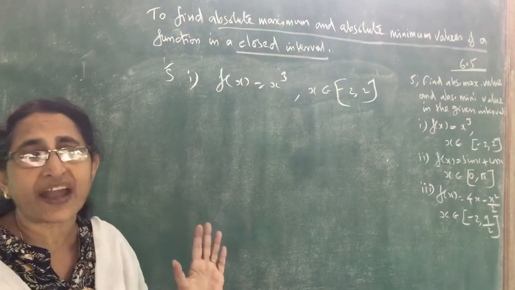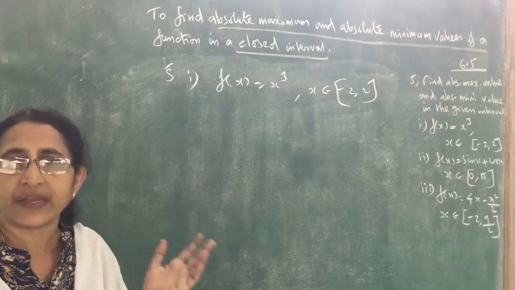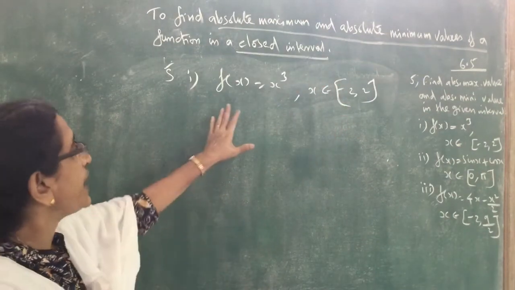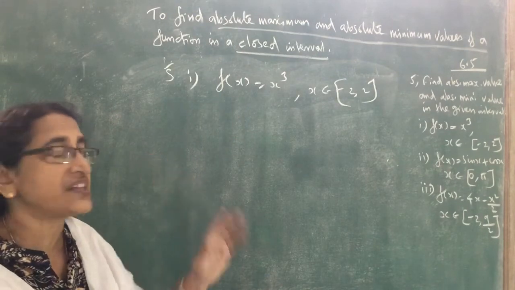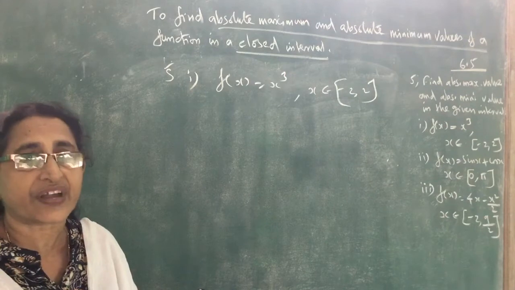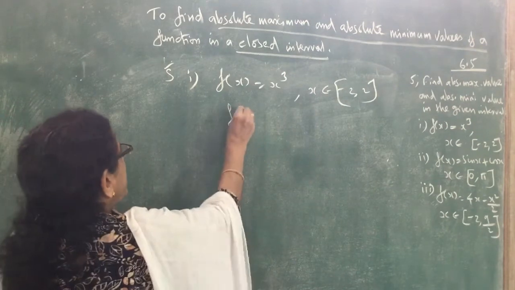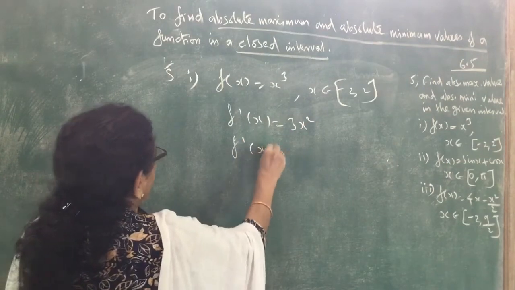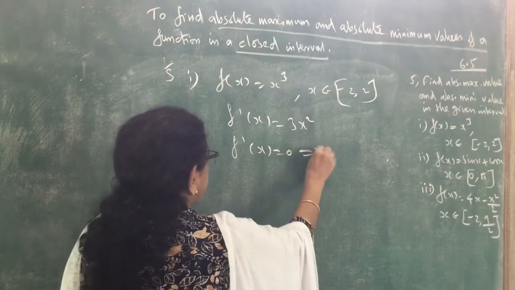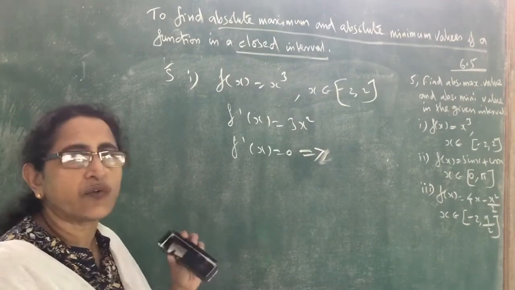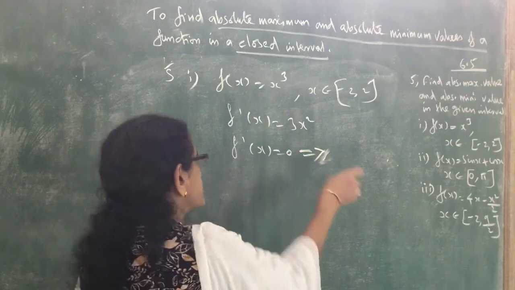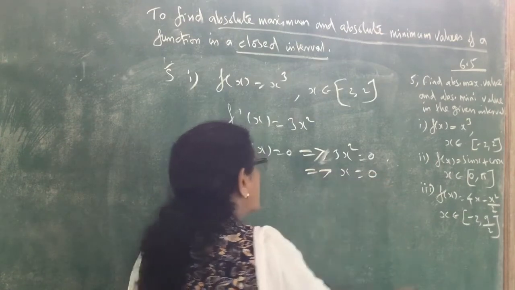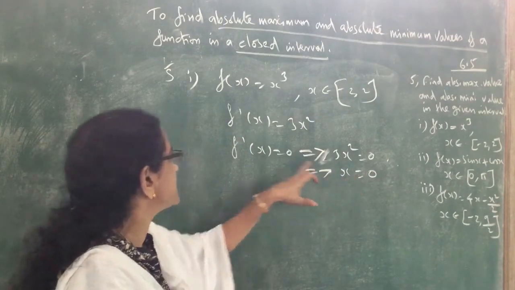To find the absolute maximum and minimum value in a closed interval, we have to use the same method. First we have to find the critical points. Critical points means f dash x equal to 0. At which values of x is f dash x equal to 0? So f dash x is equal to 3x square, and 3x square is equal to 0, that implies x equal to 0.